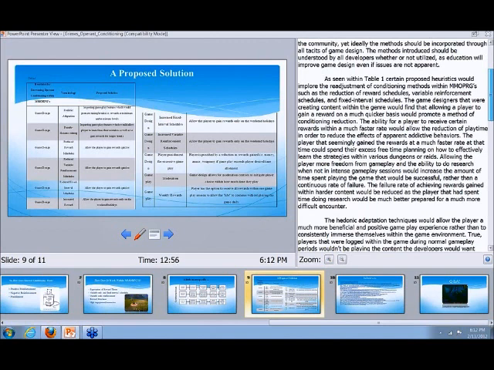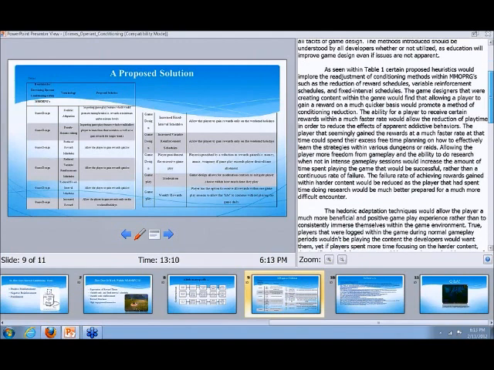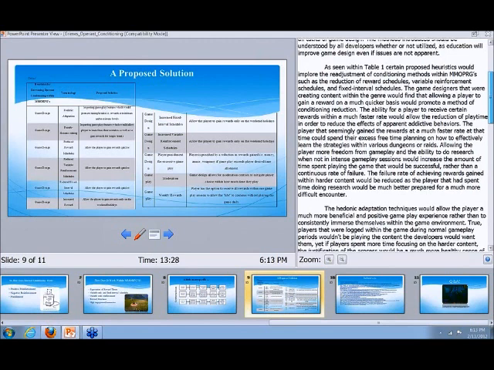The player that seemingly gained the rewards at a much faster rate could spend their excess free time planning how to effectively learn the strategies within various dungeons or raids, allowing the player more freedom from gameplay. The ability to do research when not in intense gameplay sessions would increase the amount of time spent playing the game that would be successful rather than a continuous rate of failure. The failure rate of achieving rewards gained within harder content would be reduced, as the player that had spent time doing research would be much better prepared for a much more difficult encounter.